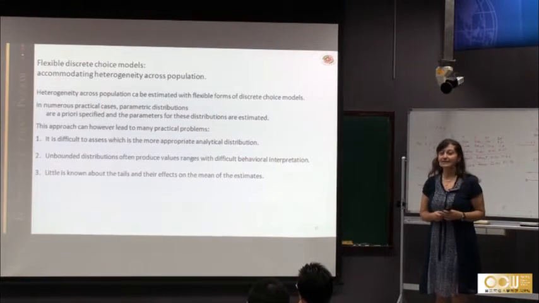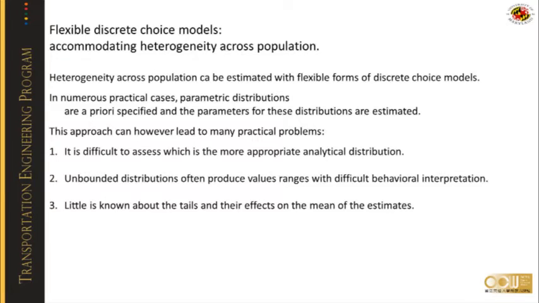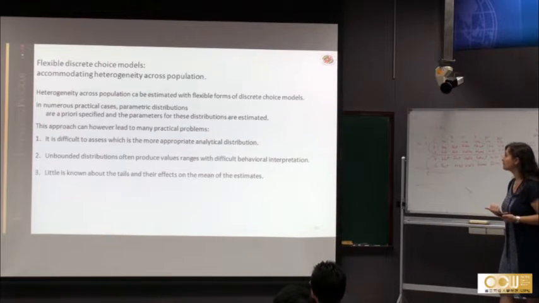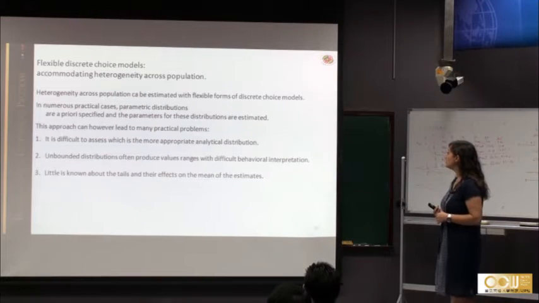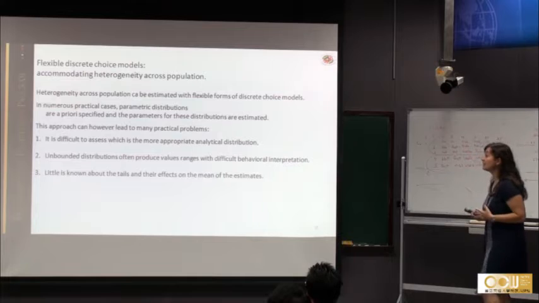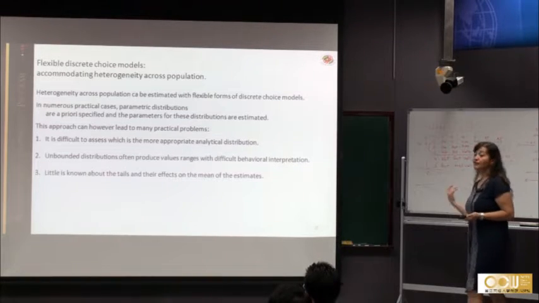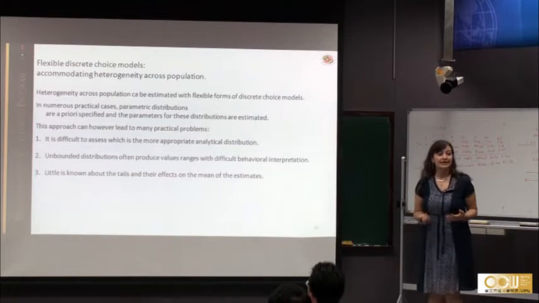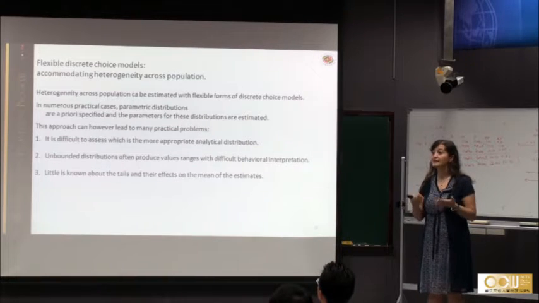But you realize that this leads to a number of practical problems. First of all, it is difficult to assess which is the more appropriate analytical distribution. It's a matter of trying and seeing if they work or not. Unbounded distributions, like normal, produce value ranges that have difficulty in behavioral interpretation. And for example, if you use lognormal, the effect of this fat tail on the mean is huge, and then you ask yourself if this value is reliable or not.